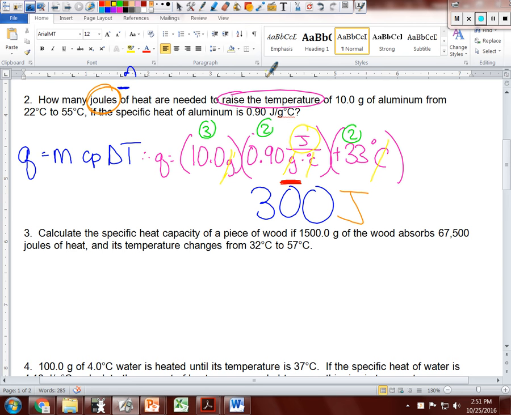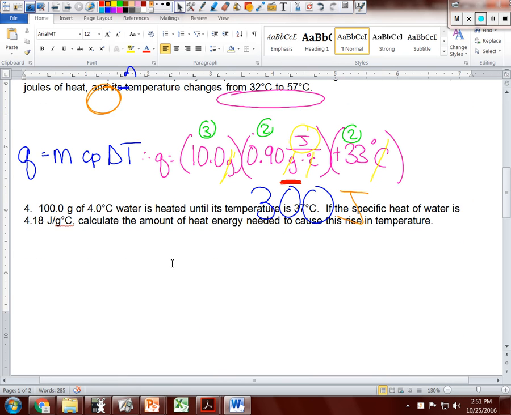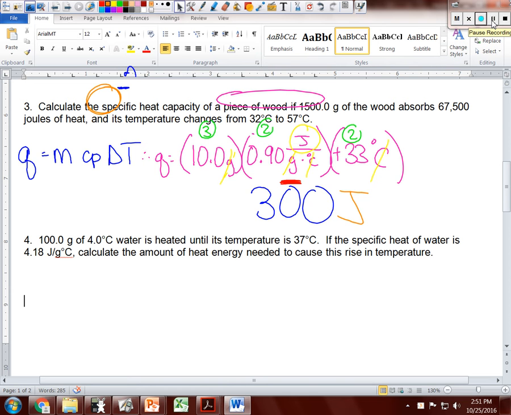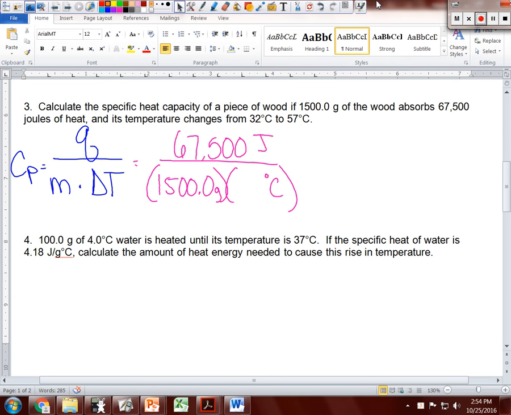Yes. All right. I want you guys to see if you can do number 3 all by yourself, and we're going to come back and work it. See if you can do it. All right, so is this what everybody got so far? Again, 1 point for the blue. So I went ahead and plugged in Q, which was 67,500 joules of heat. Its mass was 1,500.0 grams, which is really oddly specific, but it is what it is.